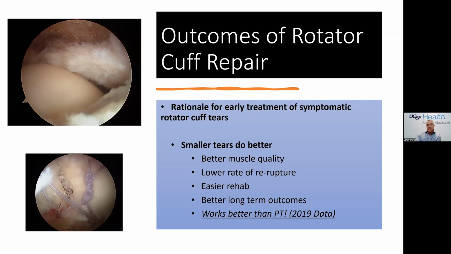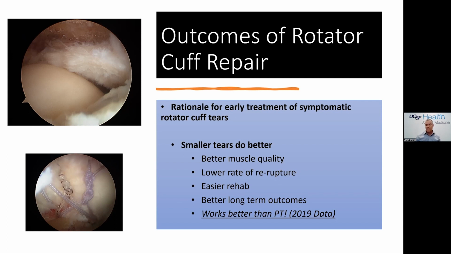Now, our outcomes of rotator cuff tears are overall pretty good, but they are dependent on how big the rotator cuff tear is. So smaller tears tend to do better. There's better muscle quality. There's a lower rate of re-rupture. It's easier to do the rehab because the muscle is a little bit stronger. And there are better long-term outcomes. So I like to get to these tears before they've really progressed.